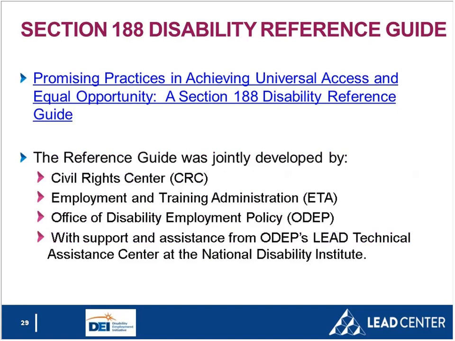Here is the Section 188 Disability Reference Guide that we talked about and that Missouri really looked to when they needed to build their non-discrimination plan from the ground level up. And you have the link here. This is a guide that was compiled by the Civil Rights Center, Employment and Training Administration, Office of Disability Employment Policy, with support from the LEAD Center. I highly encourage you to check it out.